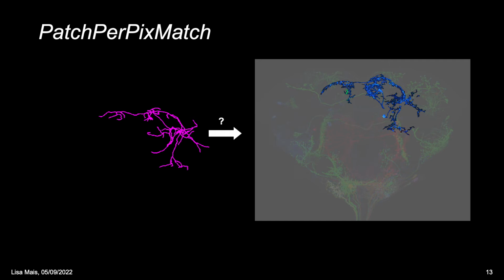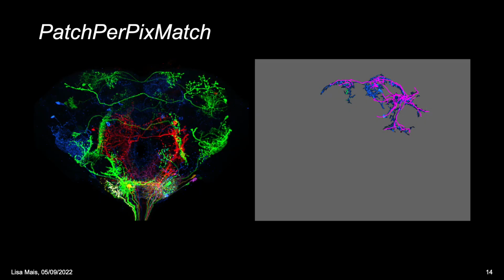And here you see the cutout of the raw data at the position where the selected fragments are, and here you see it together overlaid with the target neuron.